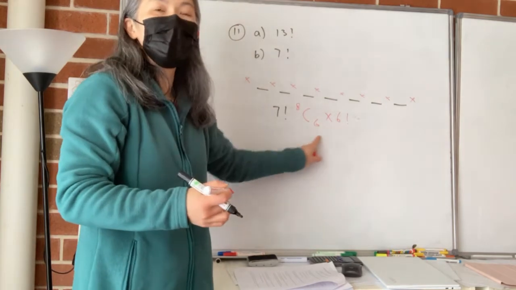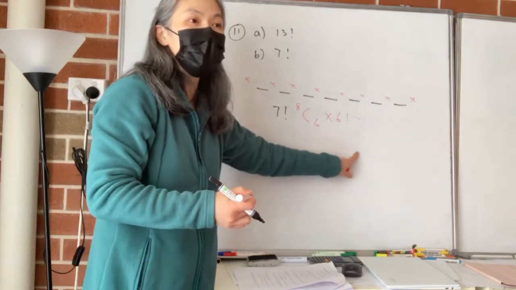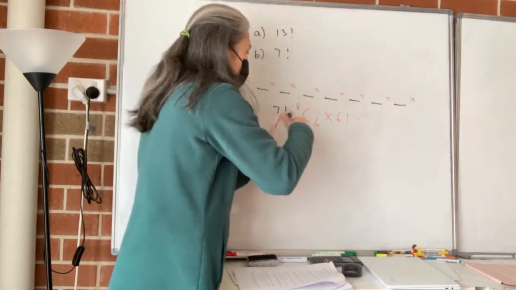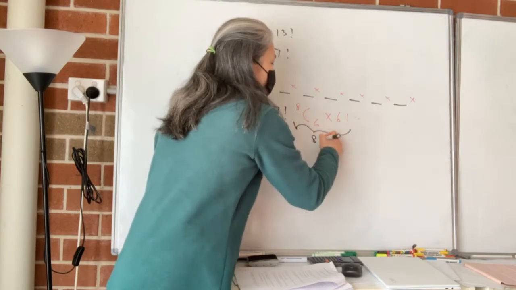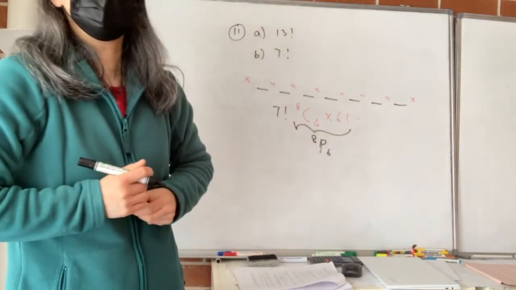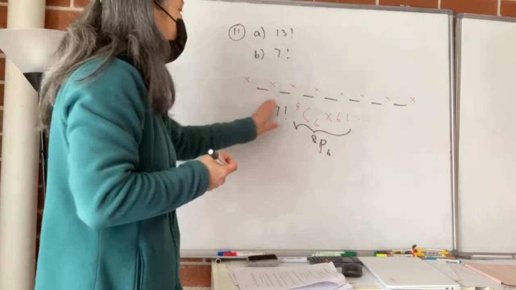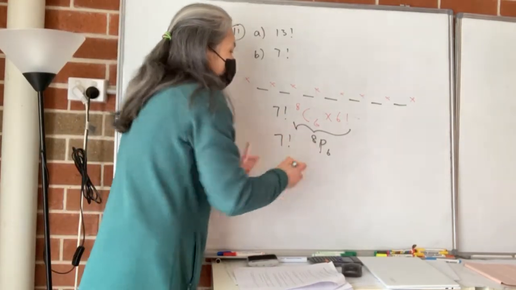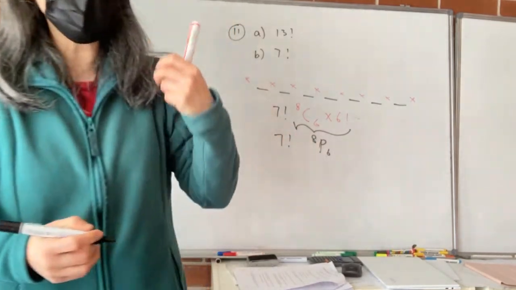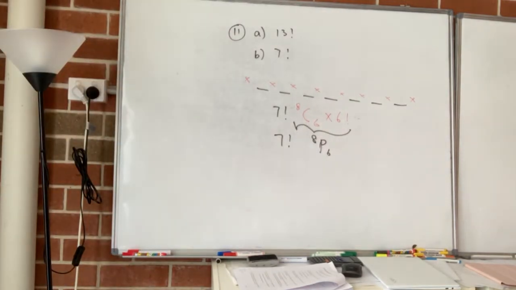Remember just then we talked about 8C6 times 6 factorial, that means it's literally equal to 8P6 if you want to. Yes, so it's totally the same answer. You can write it 7 factorial times 8P6, or you can do 7 factorial times 8C6 times 6 factorial.